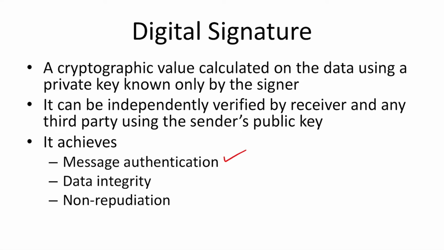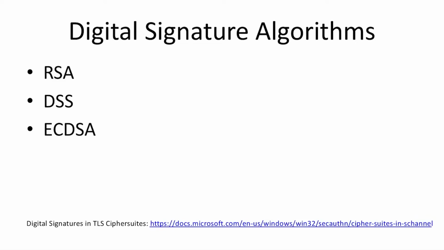So a digital signature achieves message authentication and non-repudiation, but it also achieves data integrity, since the digital signature is calculated on the hash value of the message, and we use hash values to ensure integrity of data. The popular digital signature algorithms in use today are RSA, DSA, and elliptic curve-based digital signature algorithm.